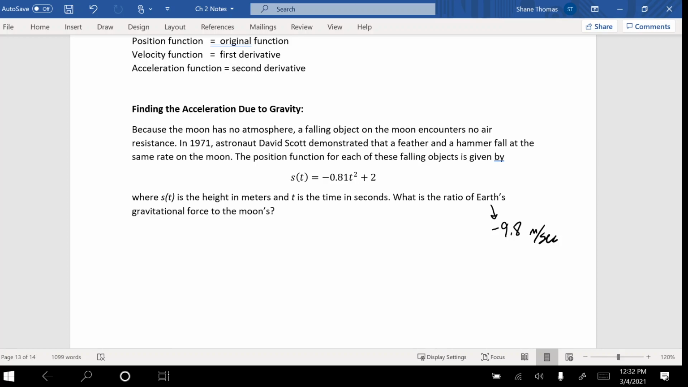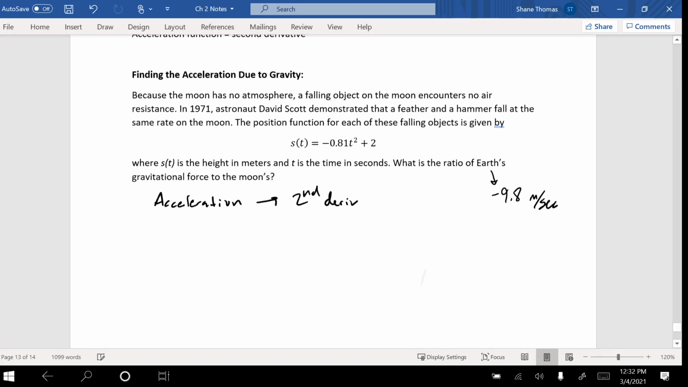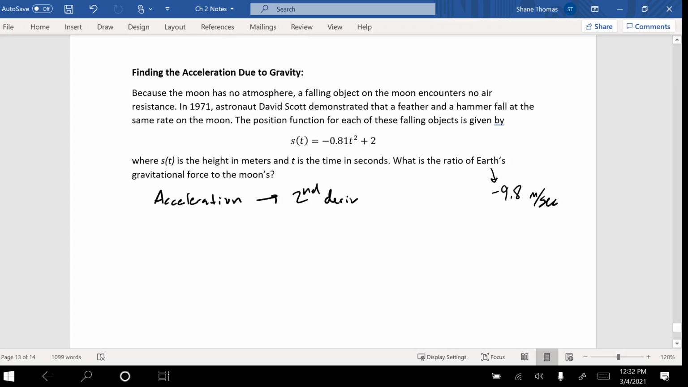All right, so we have the position function, correct? We're looking for acceleration. If we want acceleration, we want to find the second derivative. We have the position function from his experiment on the moon: s of t equals negative 0.81 t squared plus 2. Now we find the first derivative.